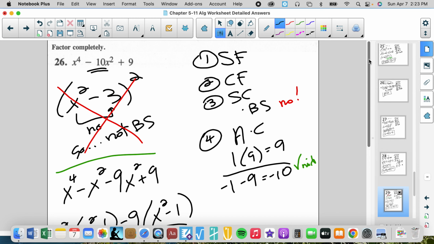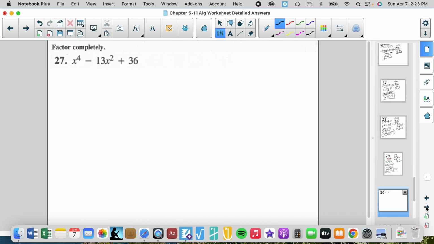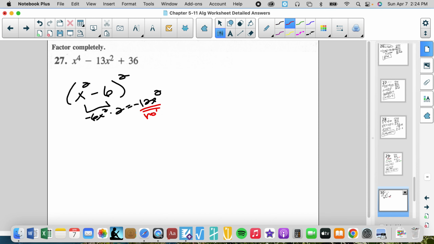Was that the last one? No. Woo! Lots of stuff. Lots of things to mess around with there. Again, is it a binomial square? Is it x squared minus 6 quantity squared? That equals negative 6x squared times 2 equals negative 12x squared. Not equal to my middle. Not equal to negative 13x squared. So not binomial square.